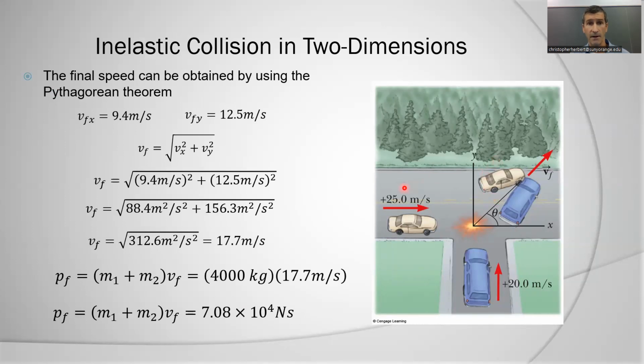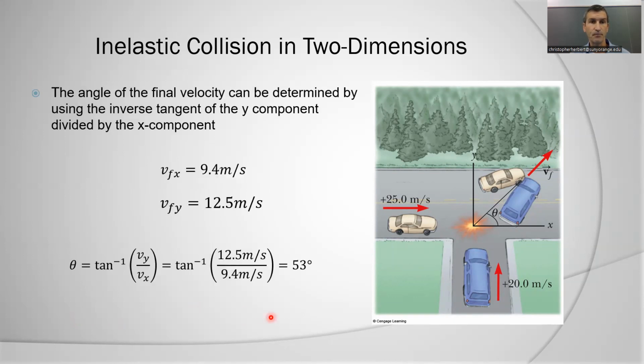Additionally, I could find out the final speed. Of course, we can use the Pythagorean theorem to find that. I know the x and the y components, so a different way of looking at this is, what is the total magnitude of the velocity after the collision? And that can be obtained this way, given the x and the y components. All right. And what is the final momentum, magnitude, of course, of the two vehicles? And that's given here too.